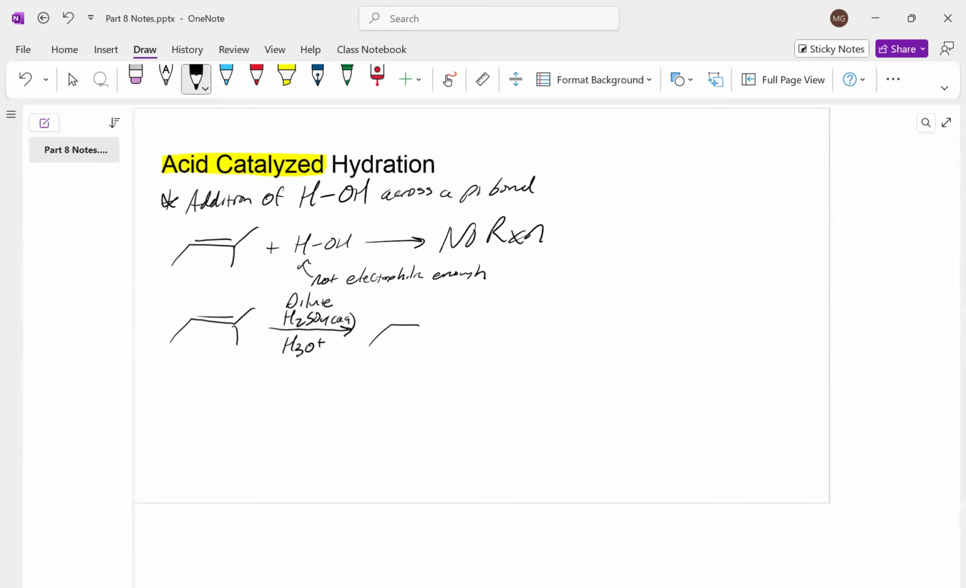And the interesting thing is, we see the regiochemistry is exactly the same as hydrohalogenation. We're going to follow Markovnikov's rule. Hydrogen goes to the less substituted carbon. The OH goes to the more substituted carbon. Now, why do I highlight that hydronium is present? Because hydronium is what we're going to use in the mechanism.